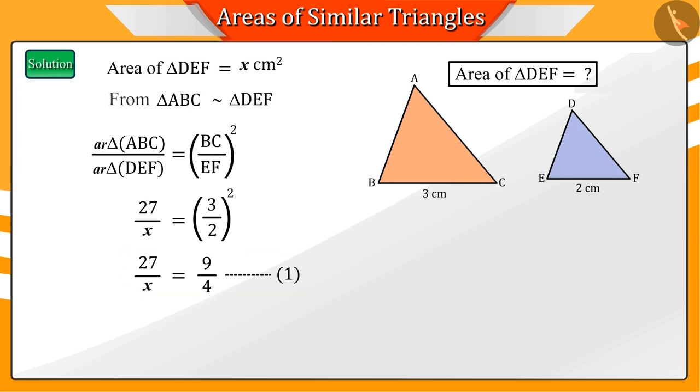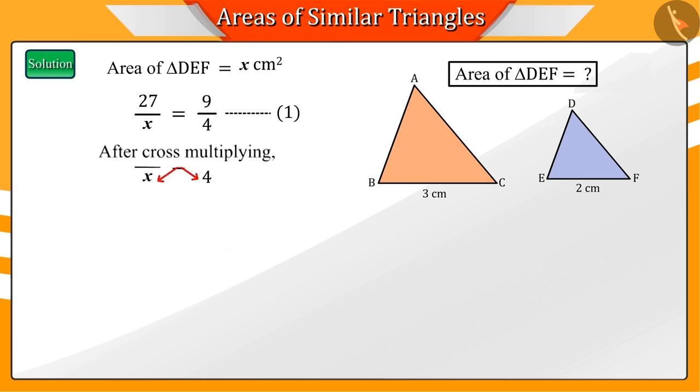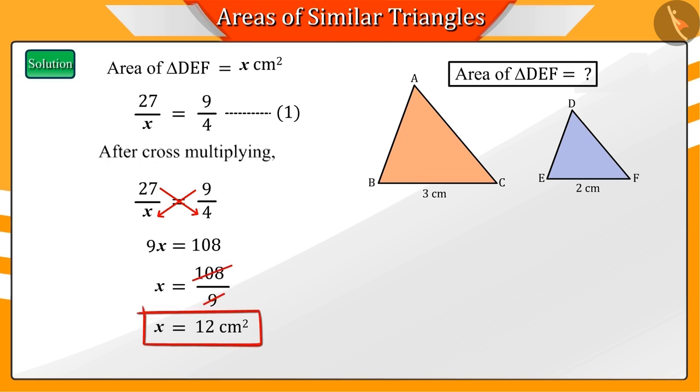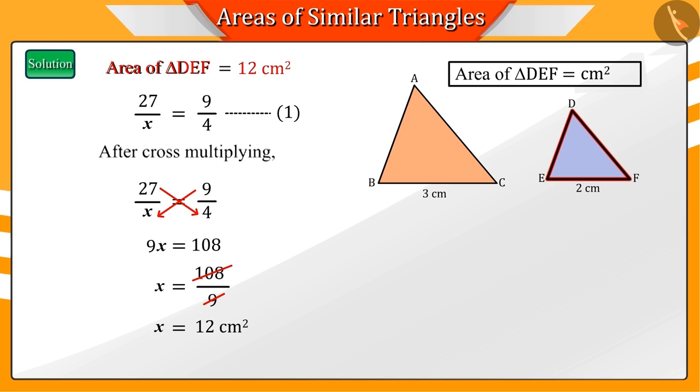Can you tell how do we get the value of x from equation 1? Good! By cross-multiplying the equation 1, we get the value of x as 12 square centimeters. So, we can say that the area of triangle DEF is 12 square centimeters. Let's see another example.